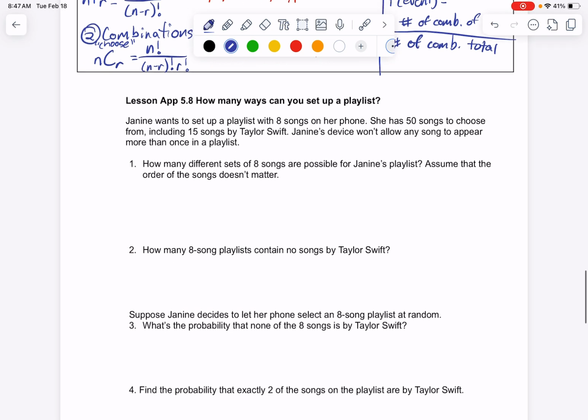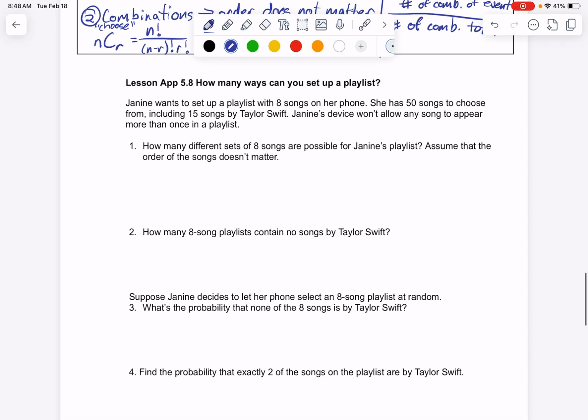So let's look at the practice problem. 5.8. How many ways can you set up a playlist? Janine wants to set up a playlist with 8 songs on her phone. She has 50 songs to choose from, including 15 songs by Taylor Swift. Janine's device won't allow any song to appear more than once in a playlist. So, once we use a song, it's gone. It's not going to appear in the playlist again.